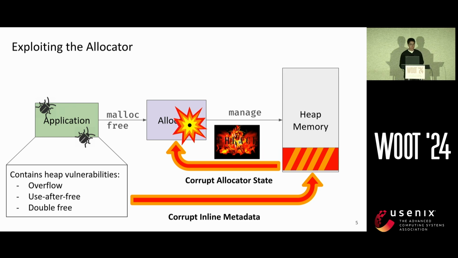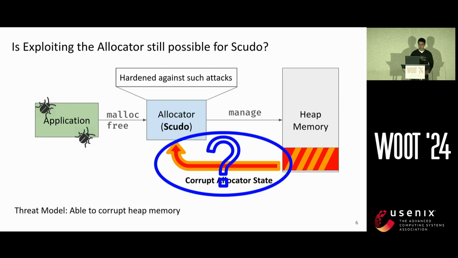For the standard Linux libc allocator, there's a huge library of techniques on how to exploit the allocator. But there's no such thing for Scudo. And basically, we try to answer this question: okay, we can corrupt some memory on the heap, and if Scudo interacts with that memory, can we actually turn Scudo into a weird machine? Because the thing about Scudo is that it is supposedly specifically hardened against such attacks.